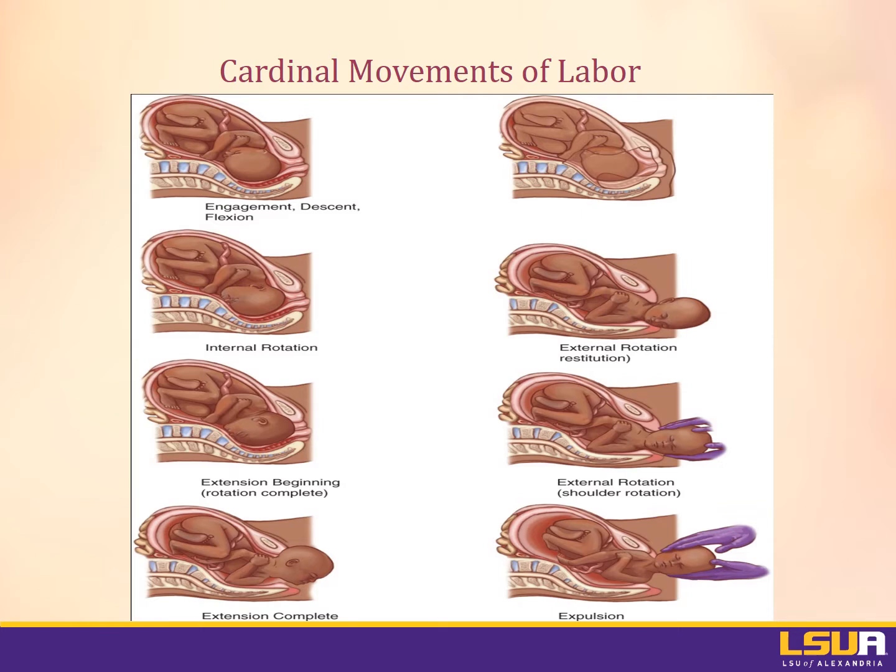Cardinal movements of labor. At first, there's engagement of the head, descent, and flexion. Then internal rotation, extension to begin, external rotation where the shoulders rotate, extension is complete, and then expulsion. This picture is a little confusing because it goes from left to down to right to down. If you look at page 466, it helps you understand it a little bit better.